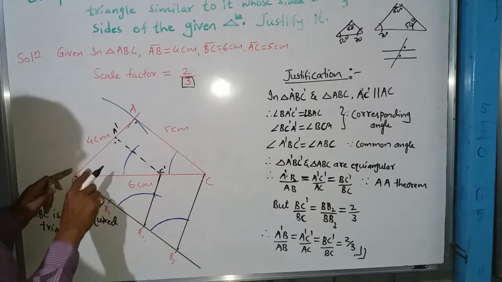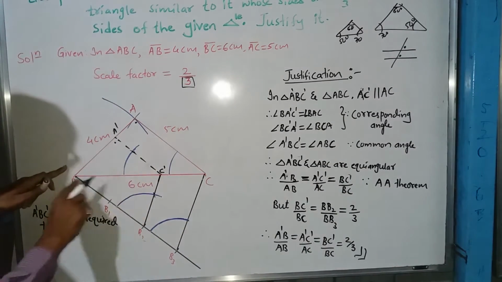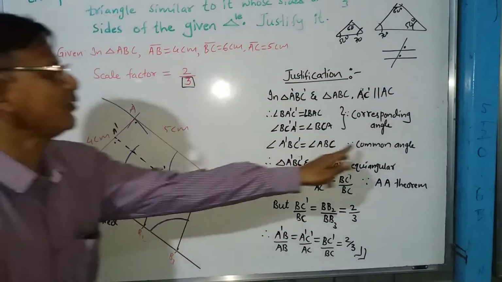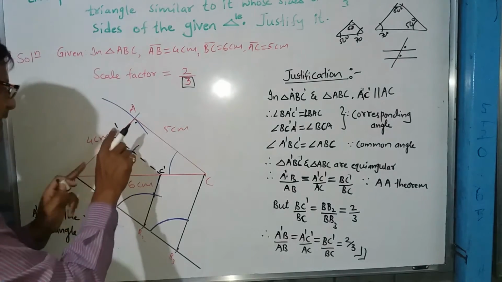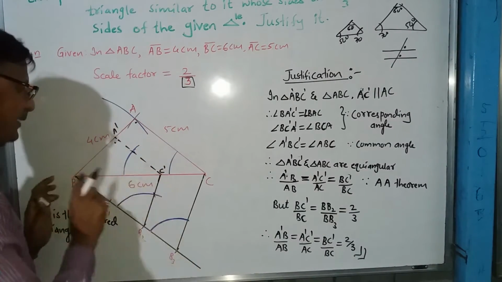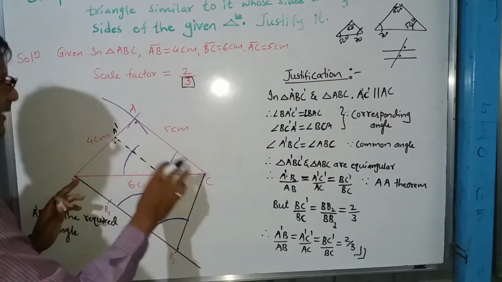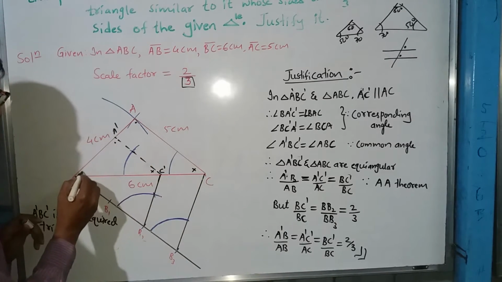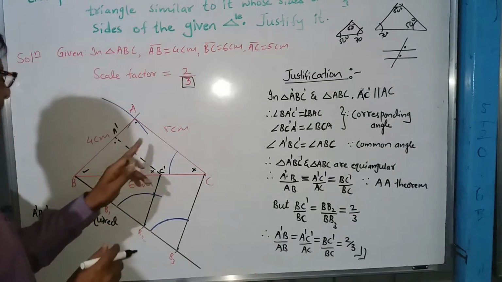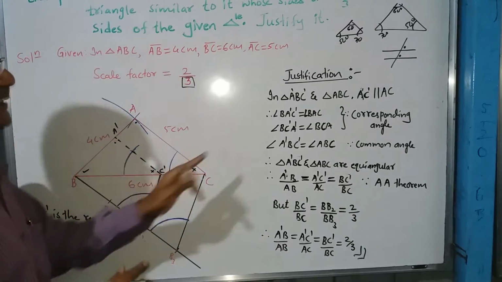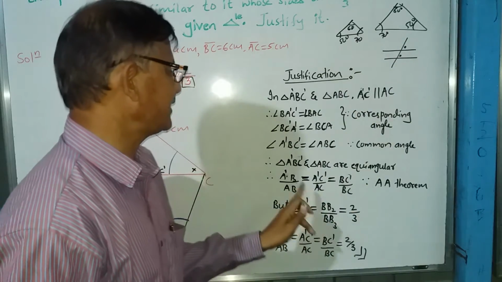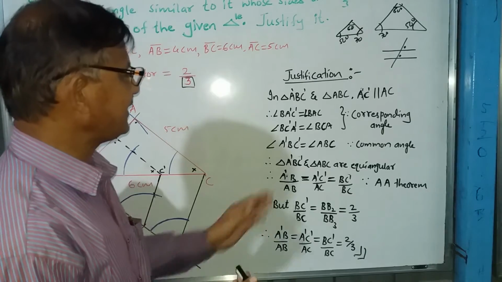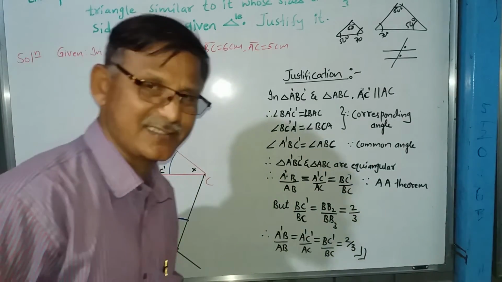Third thing is angle B. See here angle B, for A'BC' as well as for ABC, this is a common angle. That's why I have written here common angle. Its meaning is in triangle A'BC' and triangle ABC, all the three angles are equal to each other. This angle is equal to this angle is equal to this angle, the common angle. And if two triangles are having all the three angles equal, then I just now told you those two triangles are said to be which triangles? Equiangular triangles. And if the triangles are equiangular, I have already told the triangles are similar.